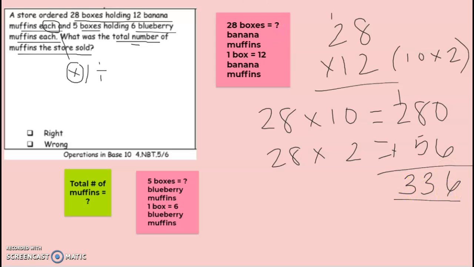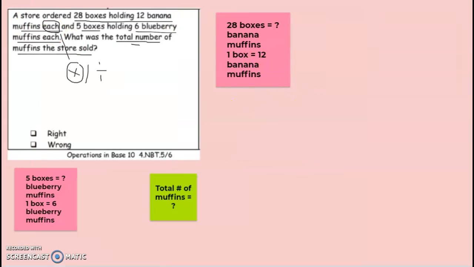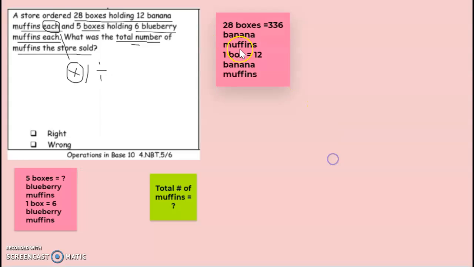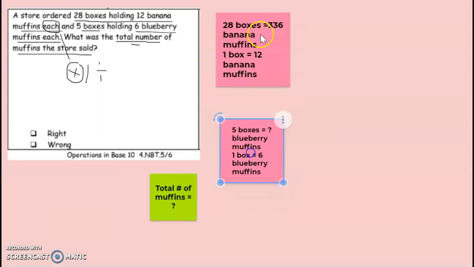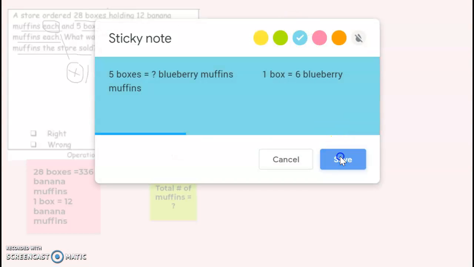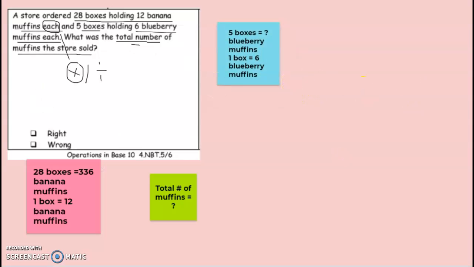So let's remember 336, okay? Let's take this one. I'm going to show you a visual so that you guys can see it, alright?